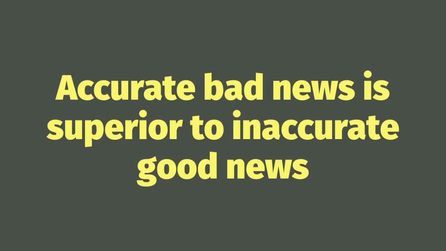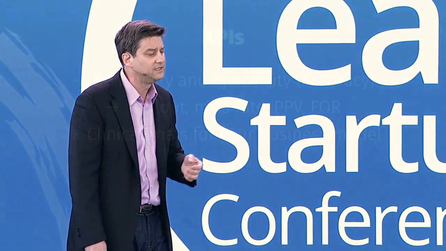Inaccurate good news is what causes you to make incredibly poor decisions that you think at the time are exactly right, but don't find out until later. We need the truth, we need reality so that we can adjust and make the decisions to make the most of our opportunities. Now, there are some other KPIs that fall from this.